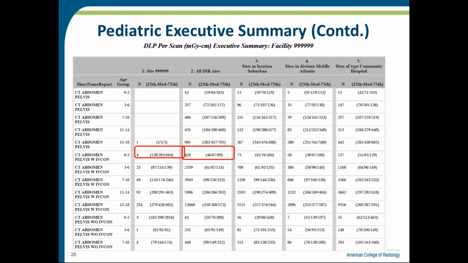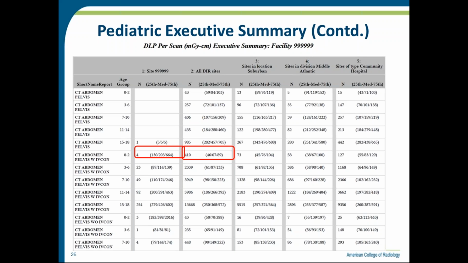And suppose we want to compare CT abdomen pelvis for the 0 to 2 age group, for the facility with the DIR. You can see the facility only did 4 exams, DIR had 410 exams. And as we can see, the median value for the facility is 203 milligray centimeter, and the DIR median is 67 milligray centimeter. The DIR's 75th percentile is 89 milligray centimeter, and the facility's median is even more than the DIR's 75th percentile value.